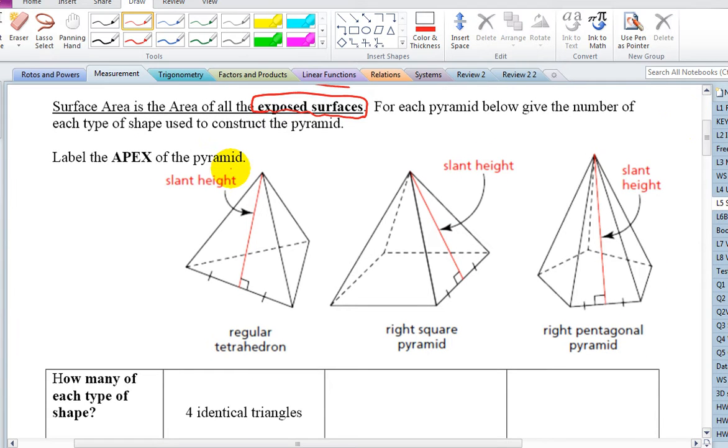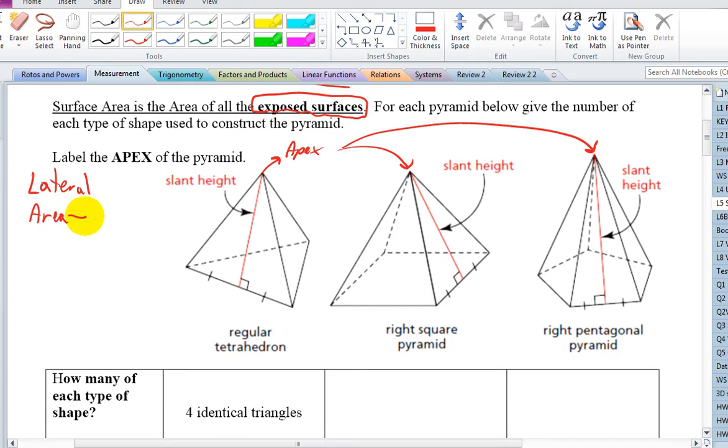What's the apex? The apex is right here, and it's right here, and it's right there. It's the top. Don't forget we have the lateral area, which is the area of the side.